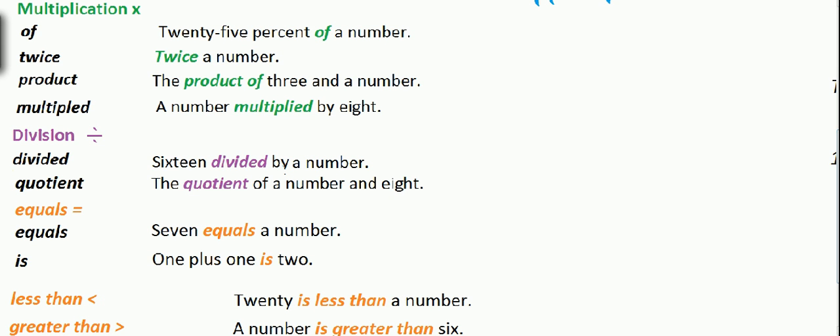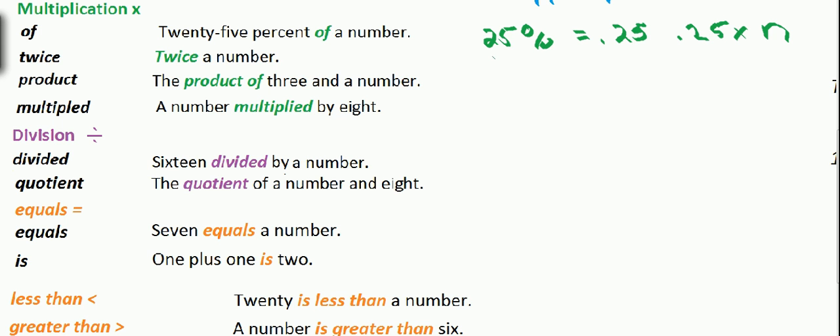Multiplication, the times sign. A few key words that go with that are of, 25% of a number. We know 25% is the decimal. So we have to convert it into a decimal to multiply, 25 hundredths, and we're going to multiply that 25 hundredths times our variable.